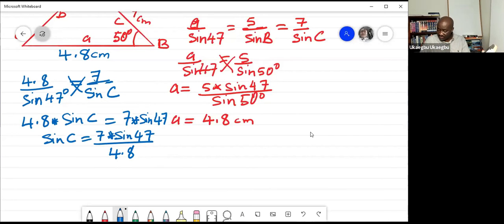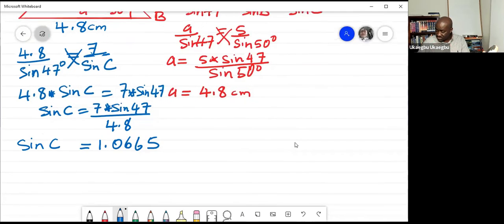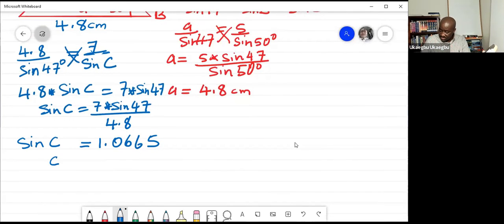So you have that this is 1.0665, and that's sine C. So C should be sine inverse of 1.0665. Try it and see what it gives you.